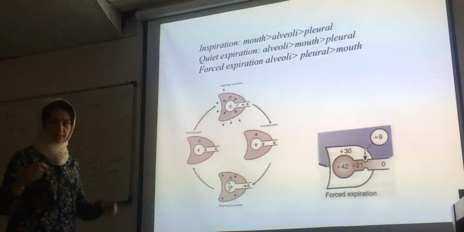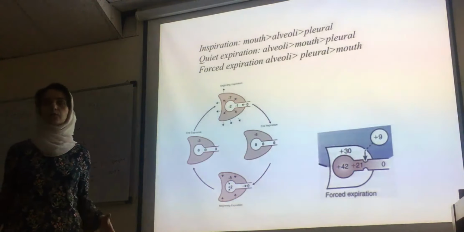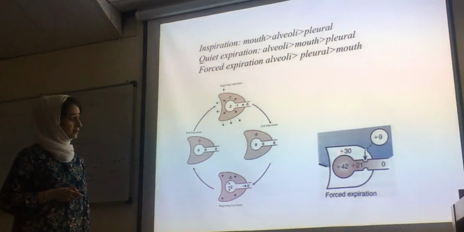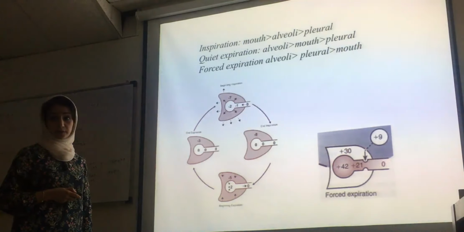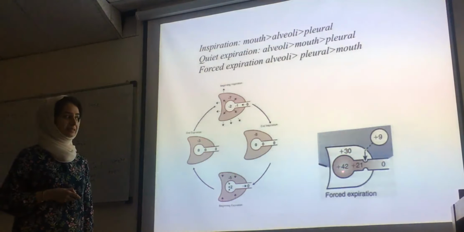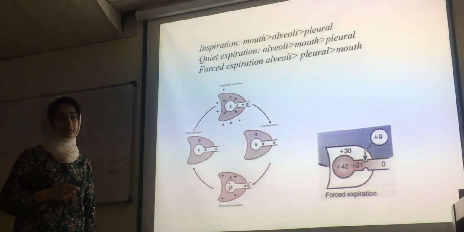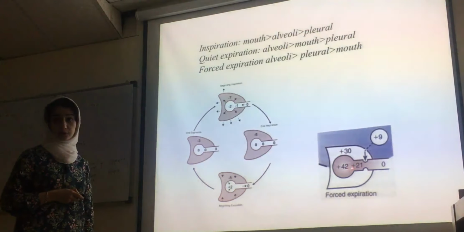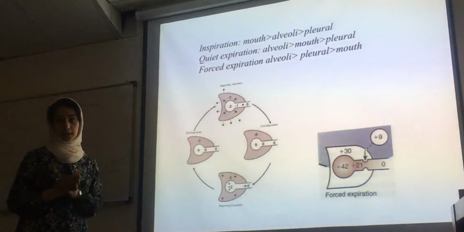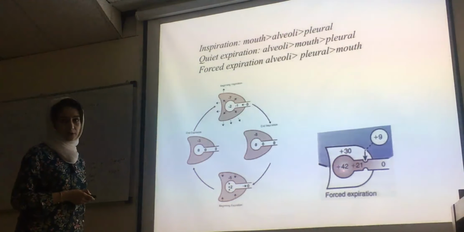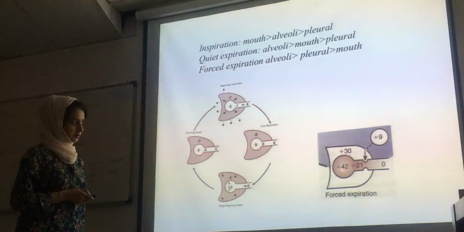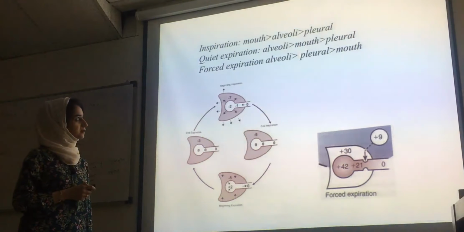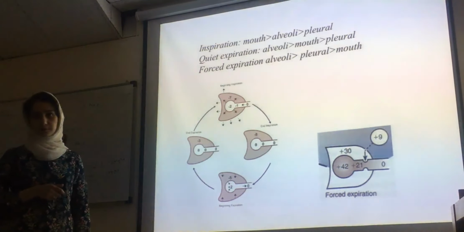And what will happen by the force on the pleura of the abdominal content on the diaphragm, is that pleural pressure becomes more than mouth pressure, while it is still less than alveolar pressure. It shouldn't become more than the alveolar pressure. If it is so, there will be collapse of the lung. So it is still negative in regard to the alveolar pressure. As you can see, these are the pressure differences. So during forced expiration, alveolar pressure is highest, then pleural, then mouth pressure.